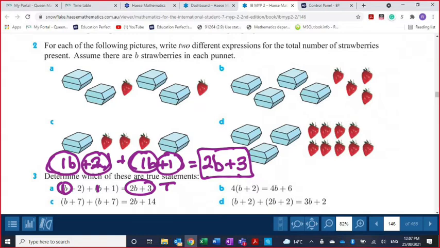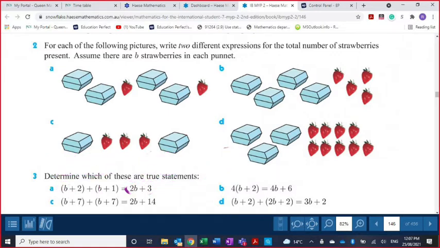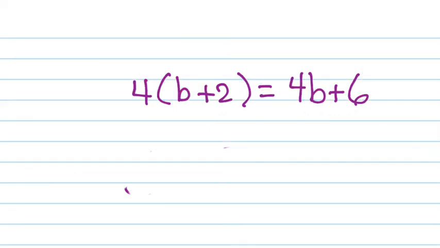Now, I'm going to go to some things that we've talked about before, but now we're using algebraic expressions with them. They may look a little bit different. So let me erase this so I can show you this part. So look at this one, b. We have 4 times b plus 2, and they say that it equals 4b plus 6. I'm just rewriting it and putting it on paper so you can see it.